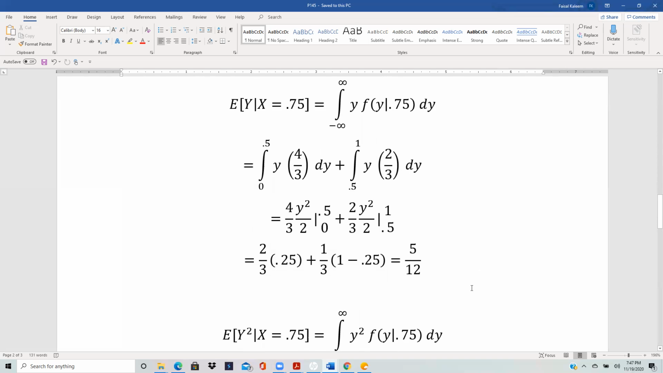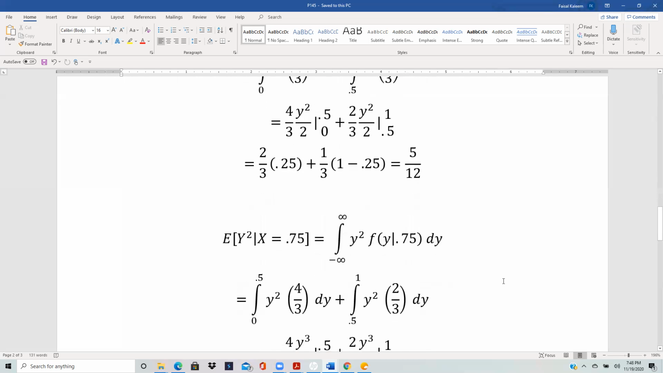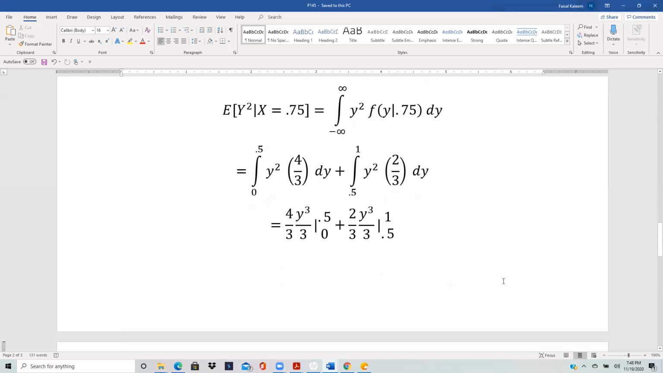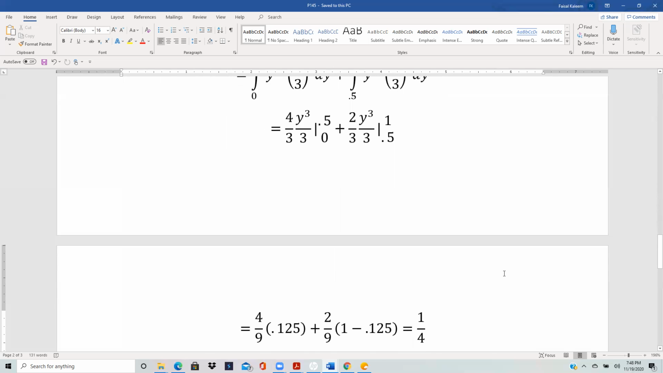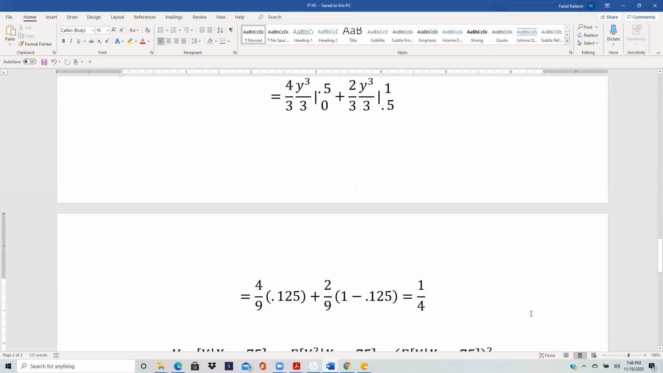Similarly, we get the expected value of y squared given x equals 0.75. So the same thing as above, but instead of y, we have y squared in the integral. That ends up being y cubed by 3 and the constants. And eventually the expected value of y squared is 1/4.